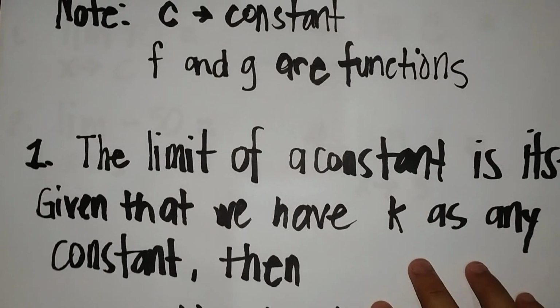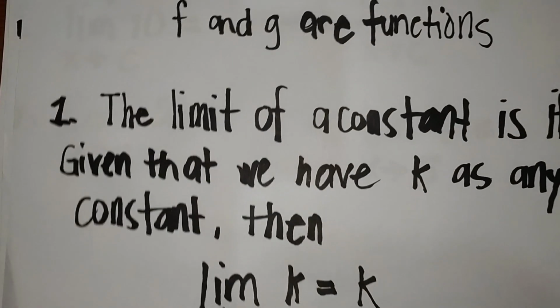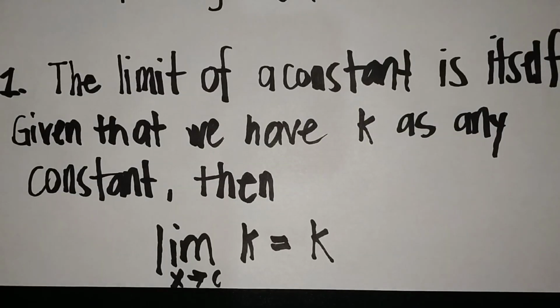So, the first limit is the limit of a constant. The limit of a constant is itself. Given that we have k, which is a constant here, then the limit of k, in which x approaches c, is equal to k. Basically, if we're going to get the limit of a constant, the limit of a constant is the constant itself.